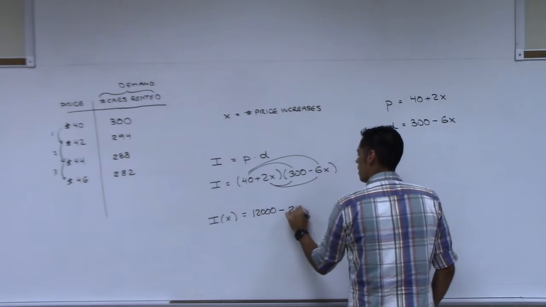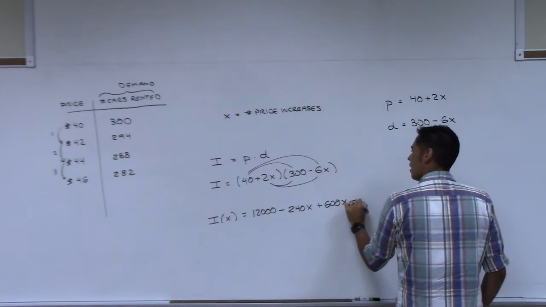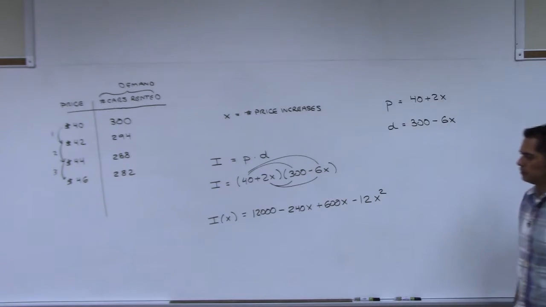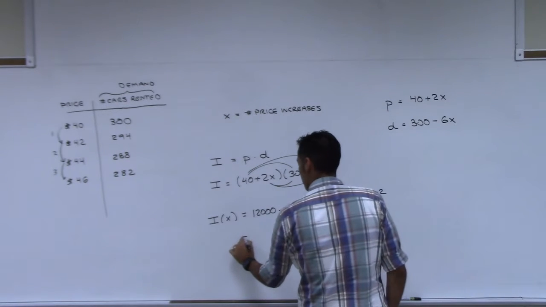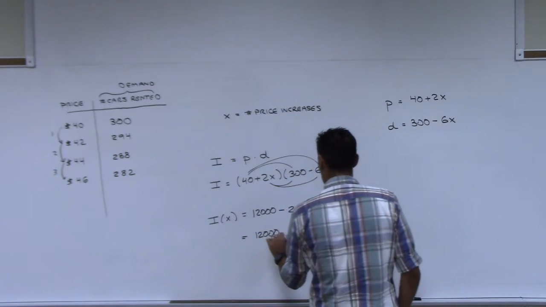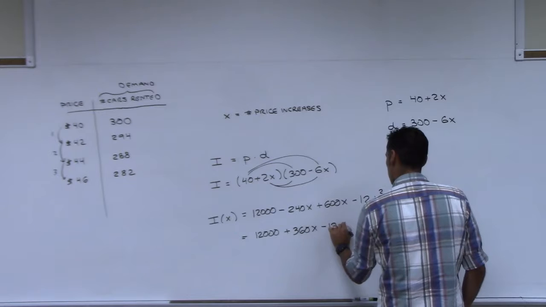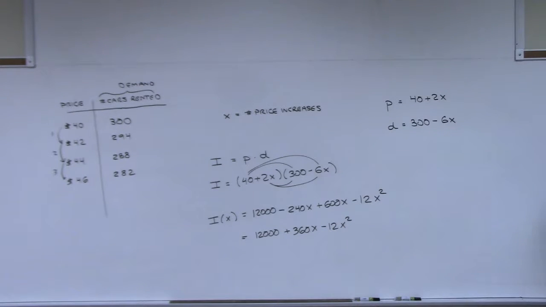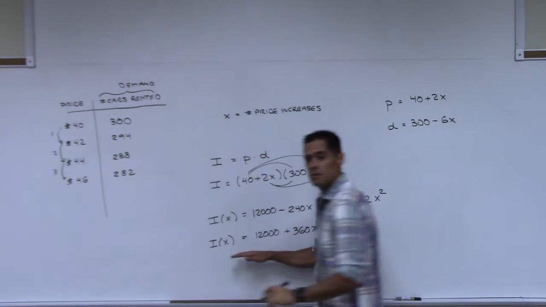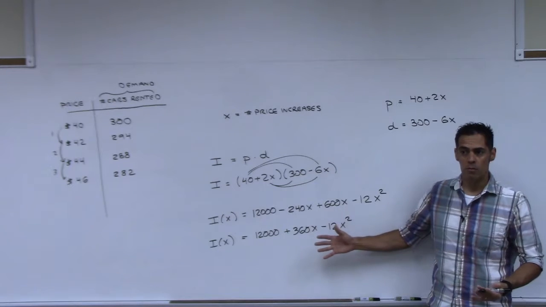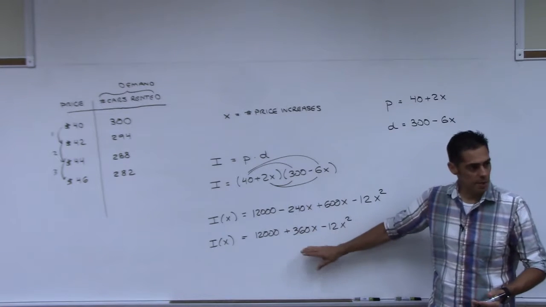minus 240x plus 600x minus 12x squared. And that should be 12,000 plus 360x minus 12x squared. Are we done? No. Pardon? Yeah, you clean this up.